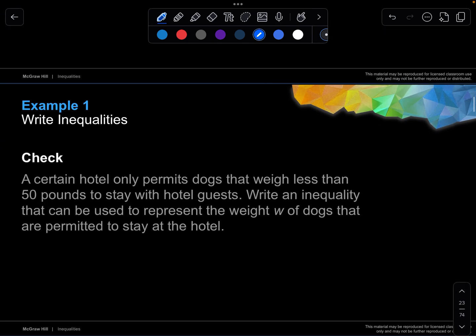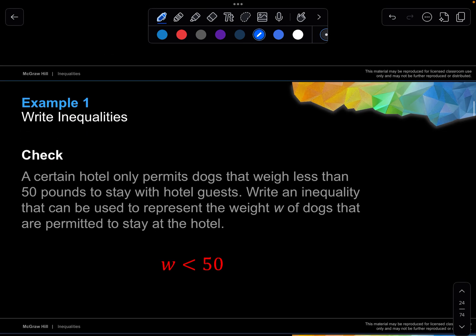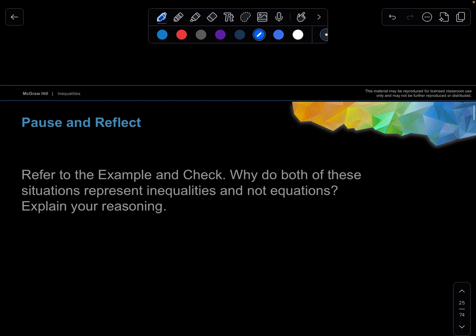I want you to pause and do this check problem on your own, and I'll share the solution. There you go, W less than 50, as this was on page 379. Now, I want you to pause and reflect, and we'll talk about this in class. Refer to the example and check why do both of these situations represent inequalities and not equations, and explain your reasoning.